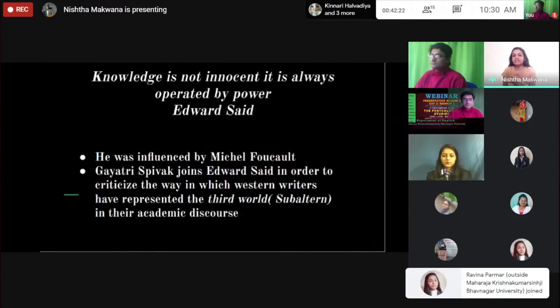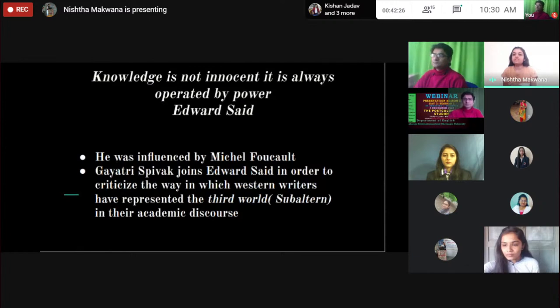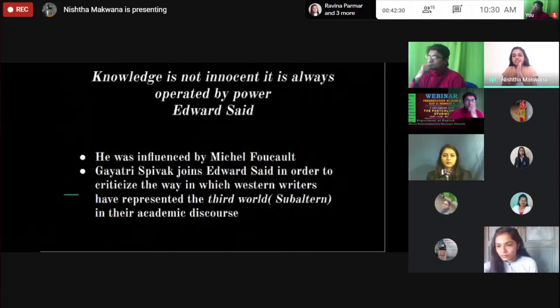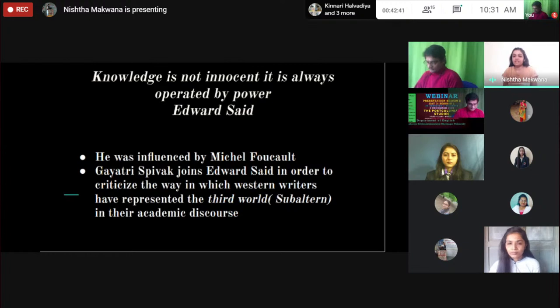Edward Said has said that knowledge is not innocent; it is always operated by power. He was influenced by Michel Foucault and many other philosophers. Gayatri Spivak also joins Edward Said in order to criticize the way in which Western writers have represented the third world as subaltern in their academic discourses.